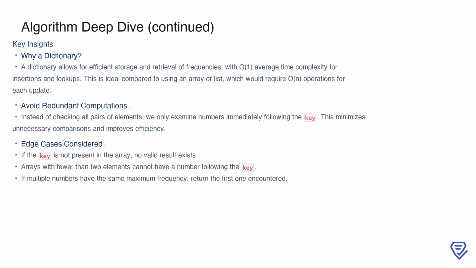It's also important to account for edge cases, such as when the key is not present in the array or when the array is too small to have a valid number following the key. Lastly, if multiple numbers have the same maximum frequency, the algorithm ensures that the first one encountered is returned, as it naturally arises from the iteration order.